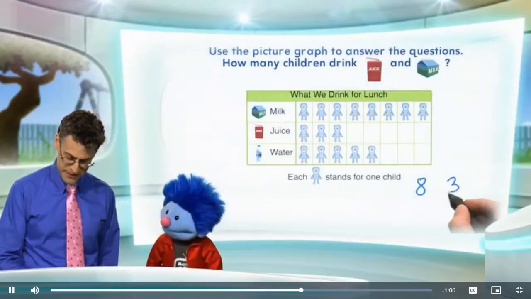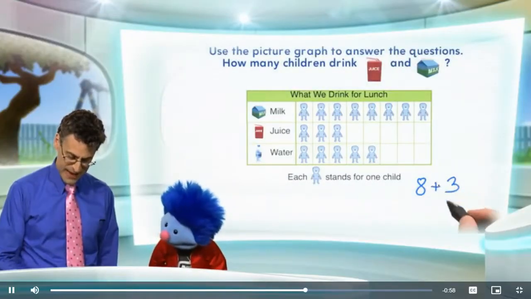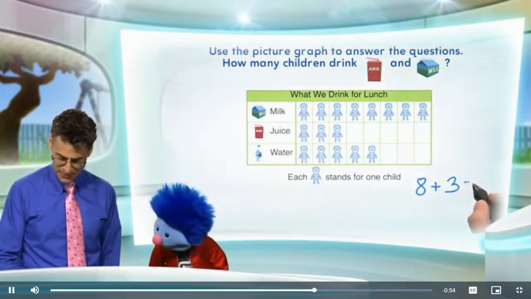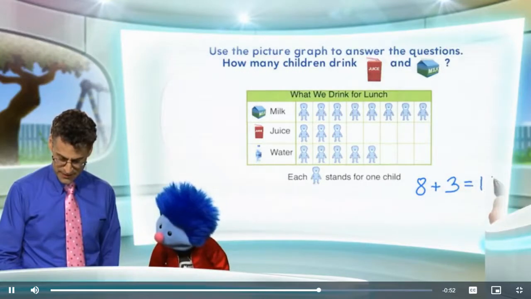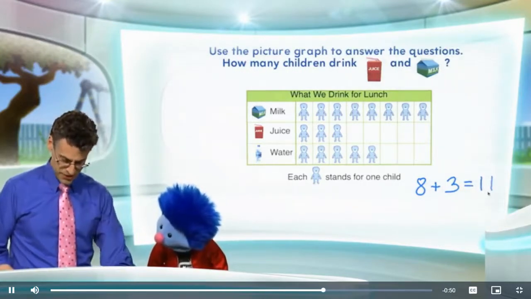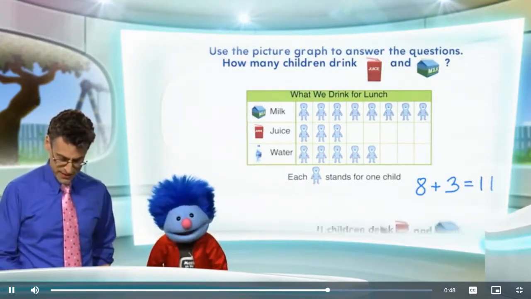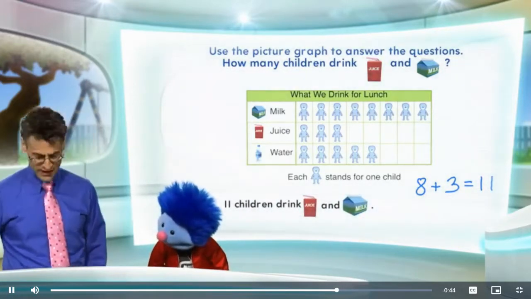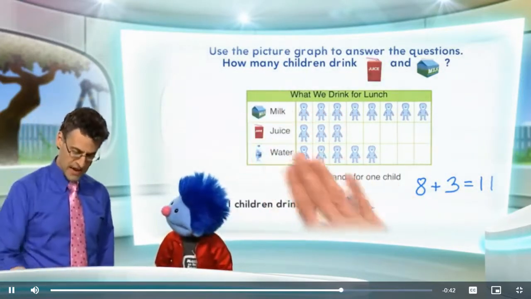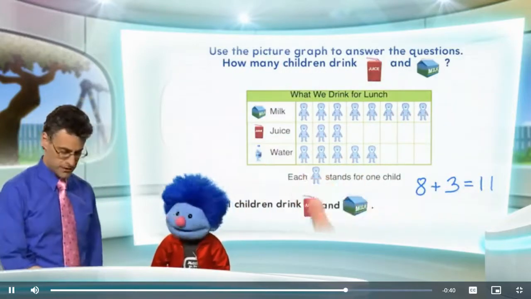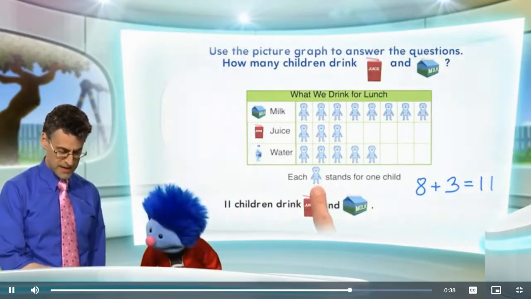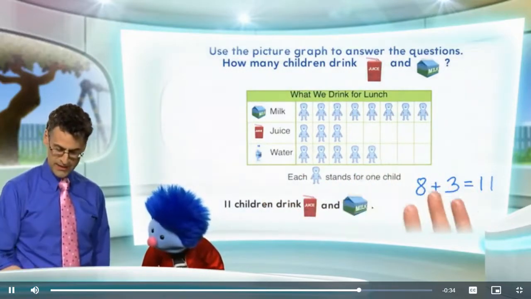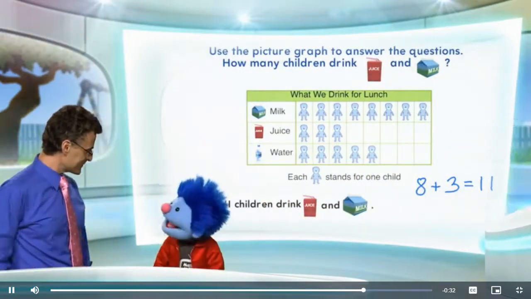So now, to put them together, I'm going to add, and that will tell me how many we have in all. 8 plus 3 equals 11. And so we see that 11 children drink juice and milk. And remember, it's important to realize that "and" means addition, and that's how we read a picture graph. We look at the key very carefully. We see that this little figure stands for one child, and then we just count, and then we add. And that's it.